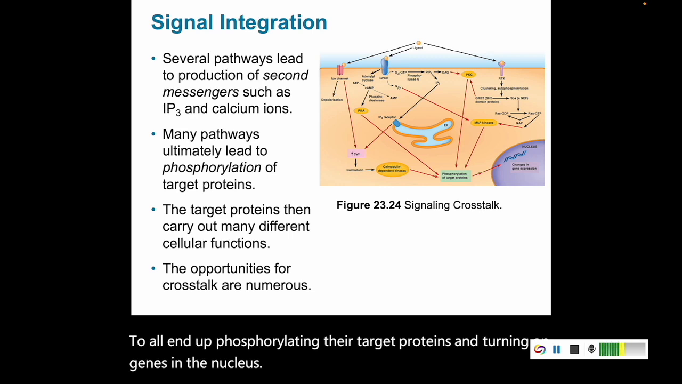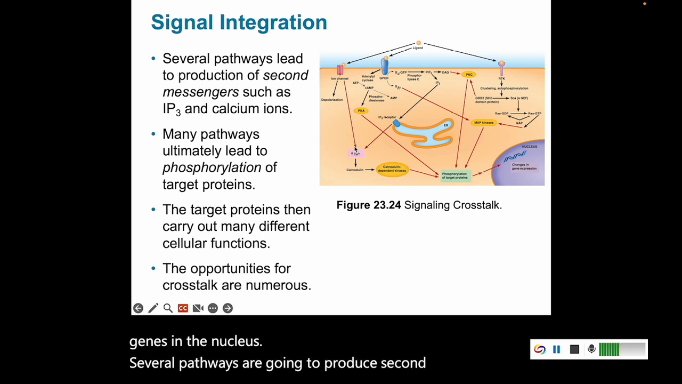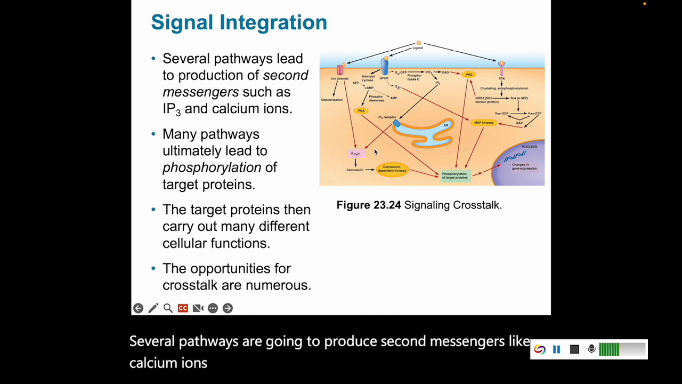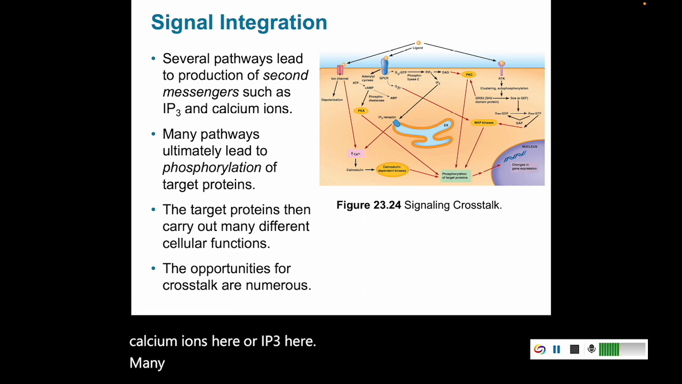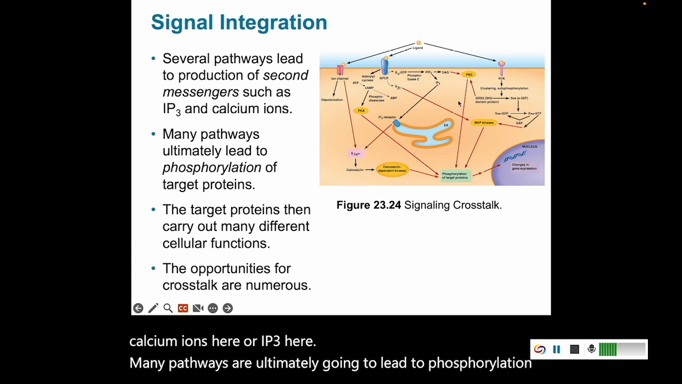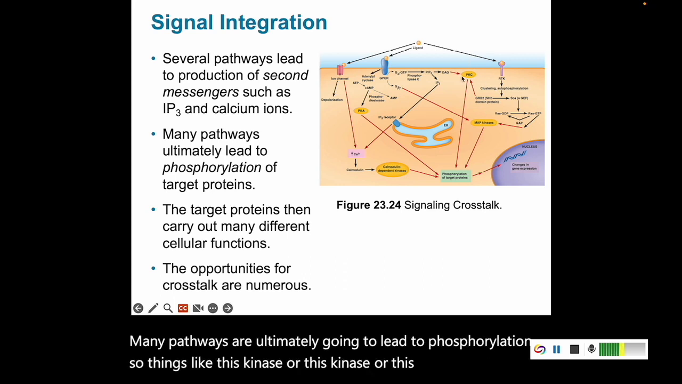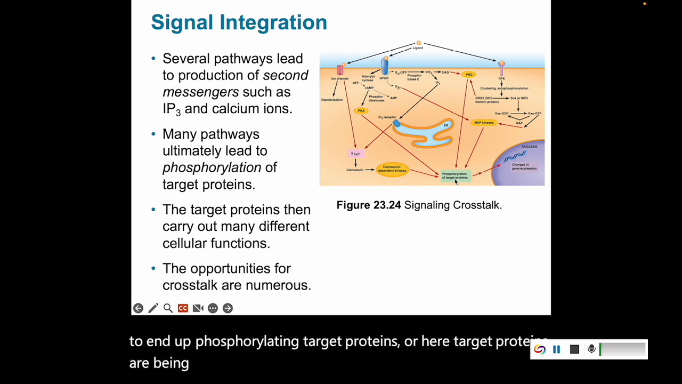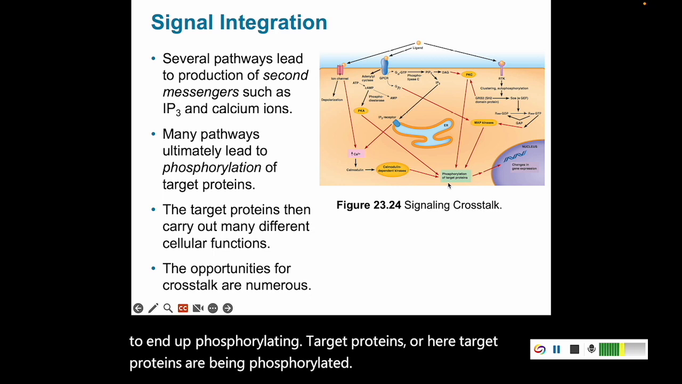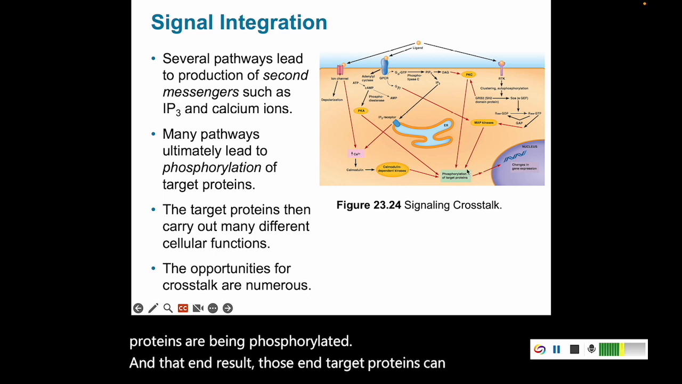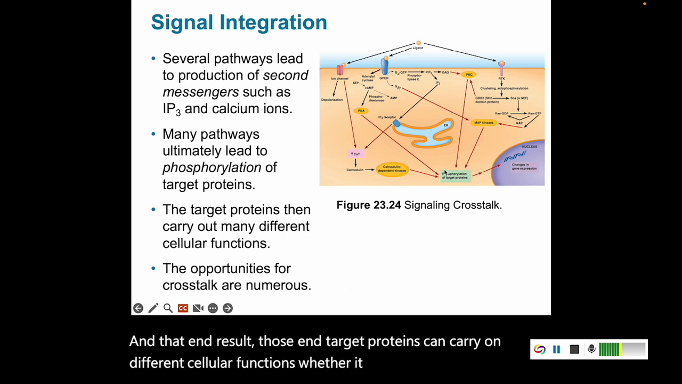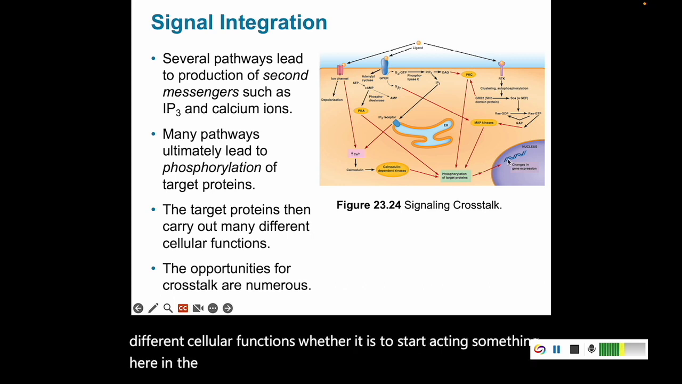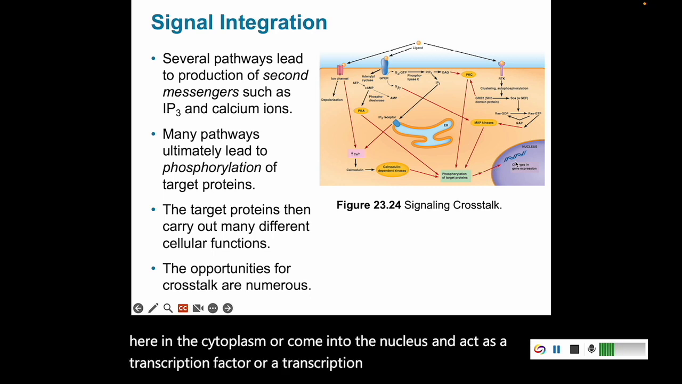Several pathways are going to produce second messengers like calcium ions here or IP3 here. Many pathways are ultimately going to lead to phosphorylation. So things like this kinase or this kinase or this kinase are going to end up phosphorylating target proteins. Or here, target proteins are being phosphorylated. And those end target proteins can carry on different cellular functions, whether it is to start acting something here in the cytoplasm or come into the nucleus and act as a transcription factor or a transcription inhibitor to turn on and off genes.